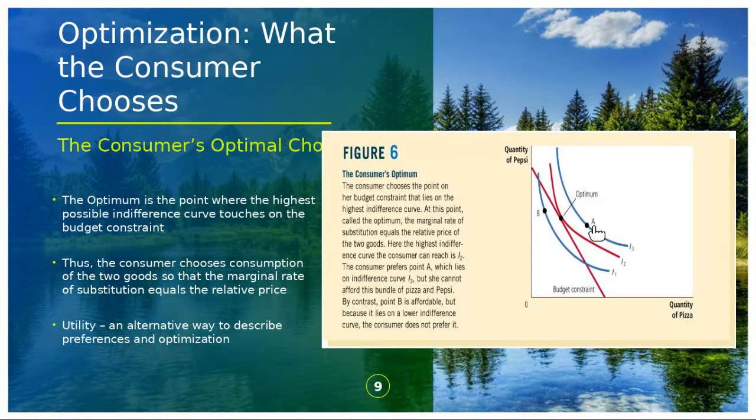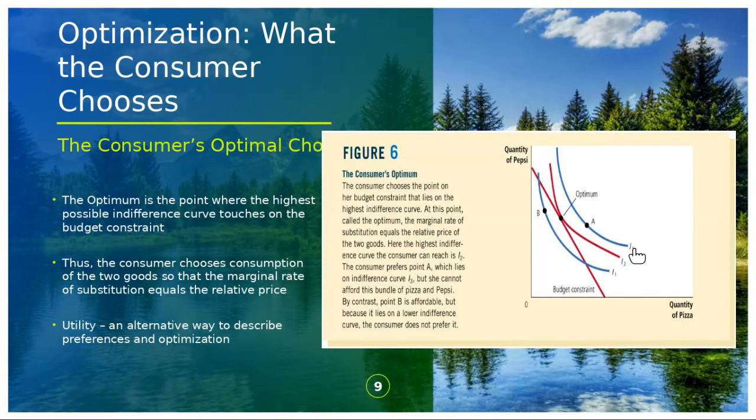Now you might say, why isn't point A the optimal point? Well, this one's quite easy, right? That indifference curve doesn't touch the budget constraint. Basically what we're saying here is you have to consume a higher amount of goods than is possible given our budget constraint. So I2 is the only one which touches the budget constraint and is the furthest out.